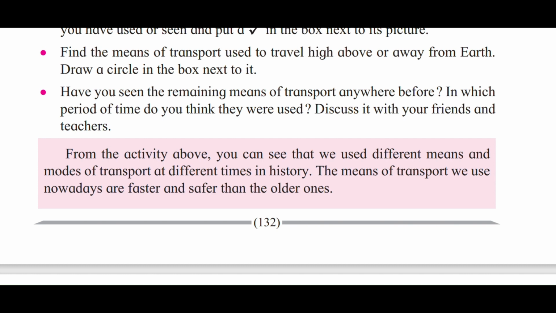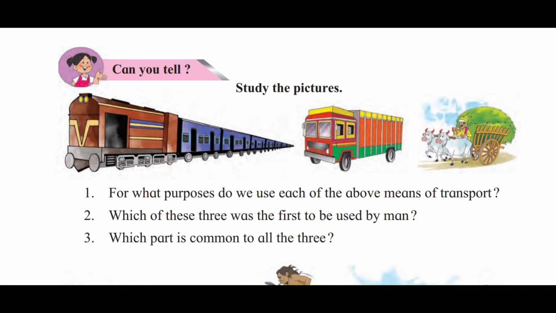From the activity above, you can see that we use different means and modes of transport at different times in history. That means that the means of transport we use nowadays are faster and safer than older ones. Page number 133. Can you tell?